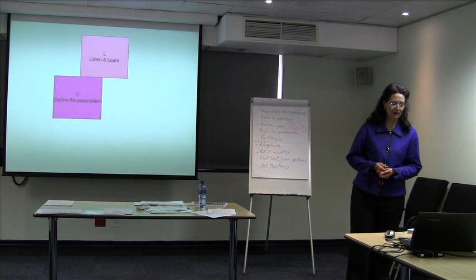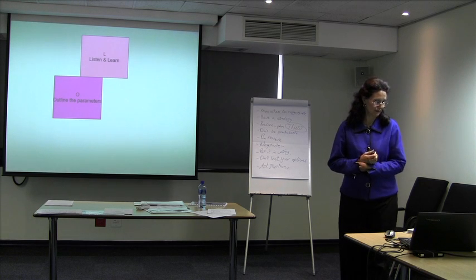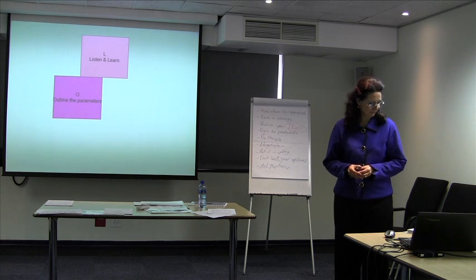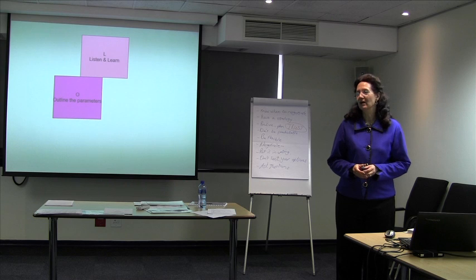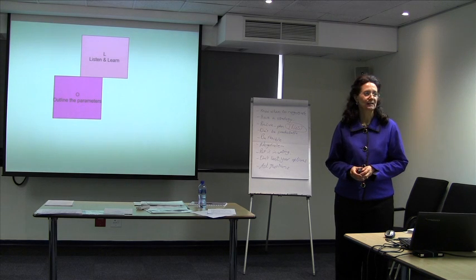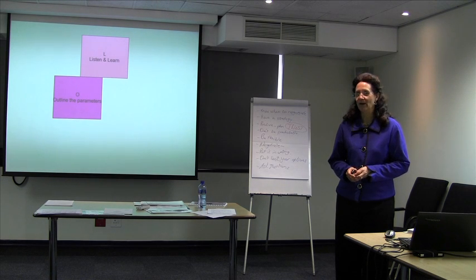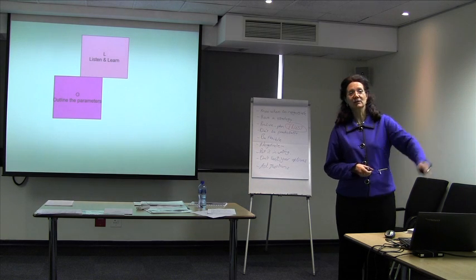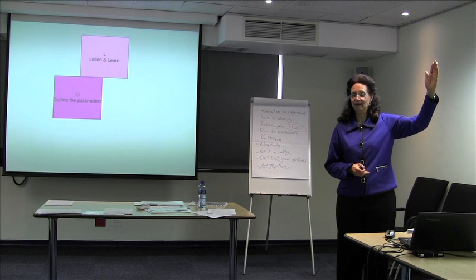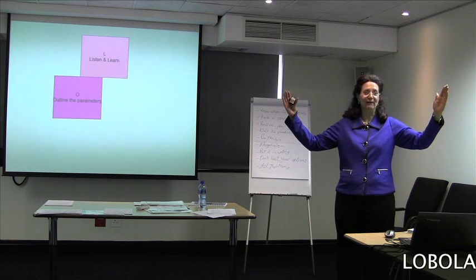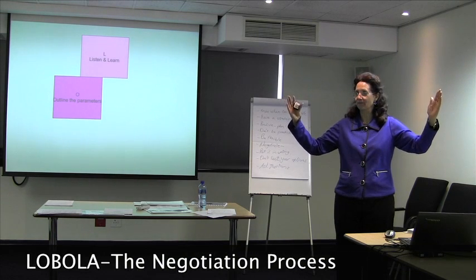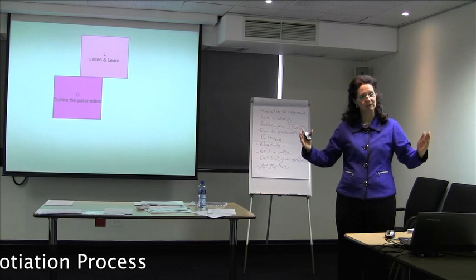Then the O stands for outline the parameters. This is where you start planning. You plan to be positive. You strategize. You think. You plan some more. And you strategize some more. And then you decide, okay, this is what I'm prepared to pay, and that's what I'm prepared to give. And this is the lowest and the highest that I'm prepared to go. So you're setting boundaries.